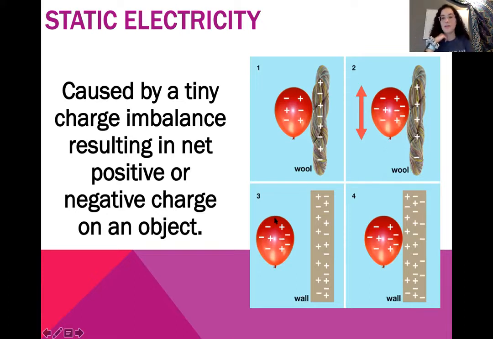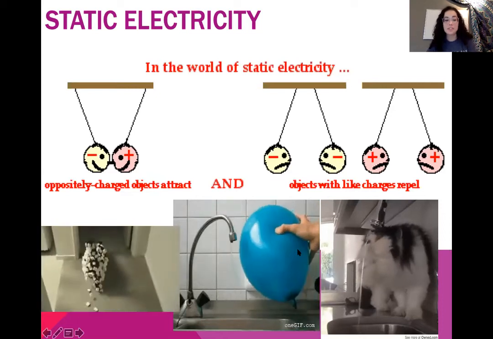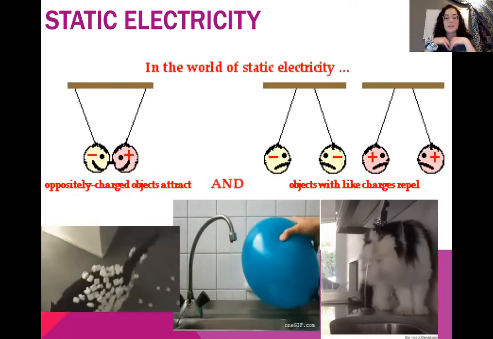In picture 3, we have the same balloon that we just rubbed against the wool, and we are comparing it with a wall, okay? The wall has a nice even distribution of positive and negative charges, but because there's such an imbalance of negative charges on the balloon, it would actually stick to the wall because of those positive and negative charges on the corresponding wall and wool. So in static electricity, opposite charges attract and like charges repel.